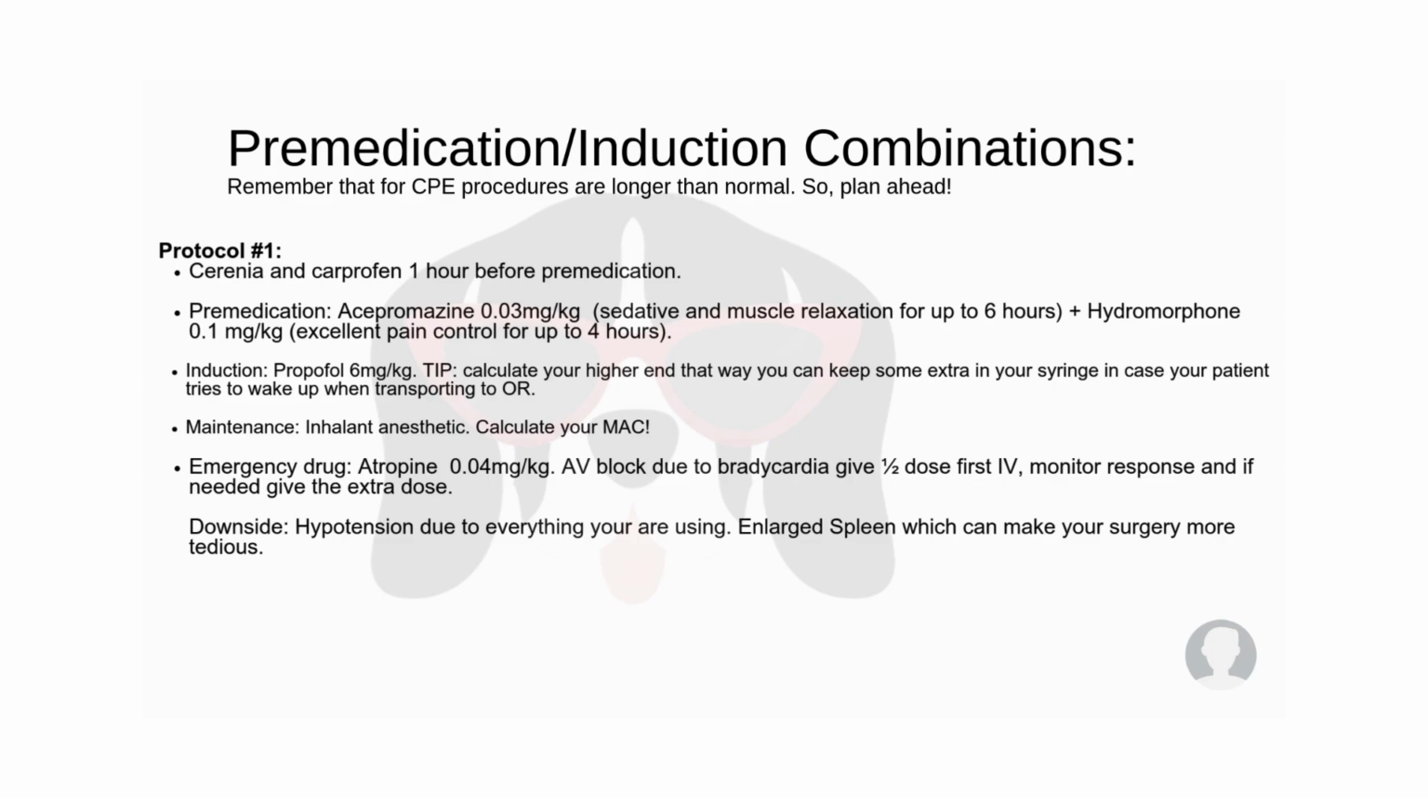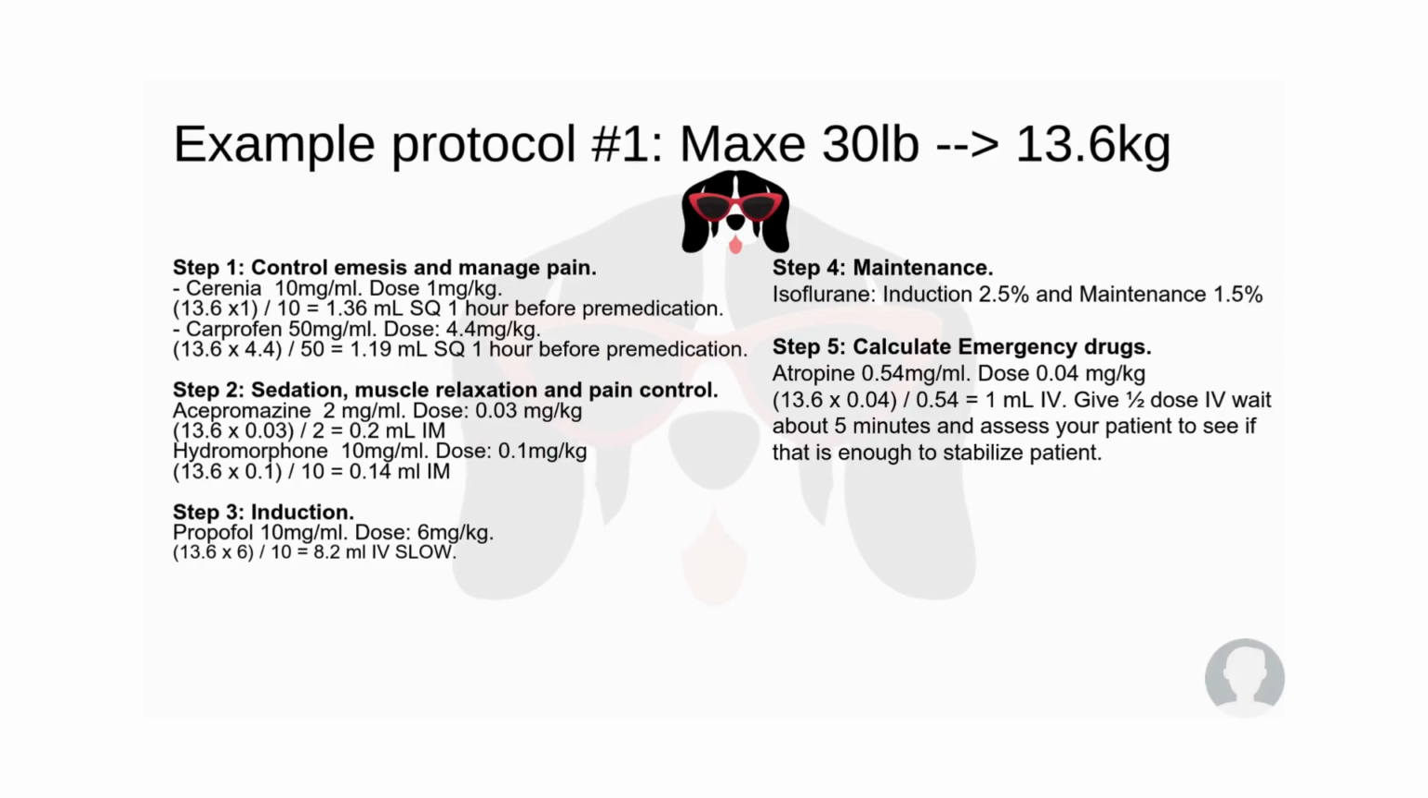If this is the case, I'm going to give half of my atropine dose IV first, monitor the response and assess the patient, and then if needed, I will give the extra dose. The downside with this protocol is hypotension due to basically everything you're using: the propofol, acepromazine, and the hydromorphone. Also, an enlarged spleen, which can make the surgery a little bit more tedious. But let's see an example of all of this.